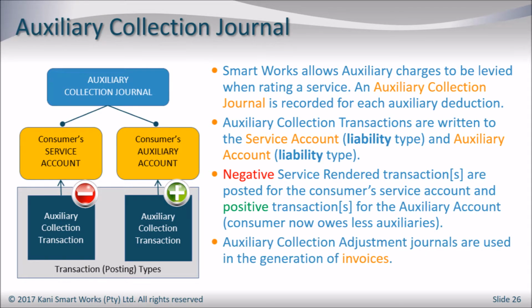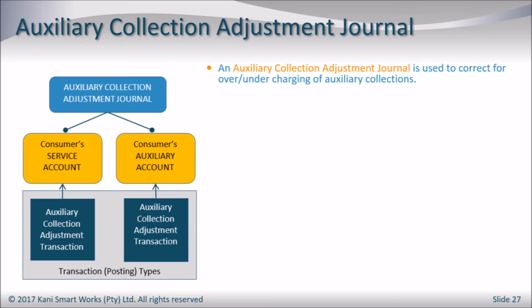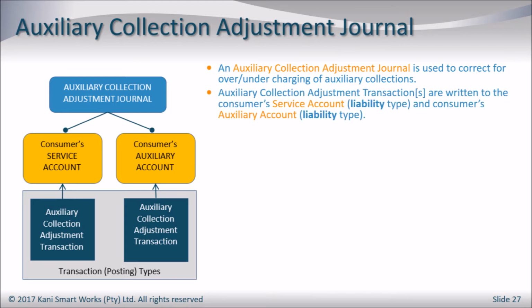Auxiliary collection adjustment journals are used in the generation of invoices. Mistakes can happen, and a consumer may be charged too much or too little auxiliaries. An auxiliary collection adjustment journal is used to correct for over or undercharging of auxiliary collections. Auxiliary collection adjustment transactions are written to the consumer's service account and the consumer's auxiliary account, which is of type liability.